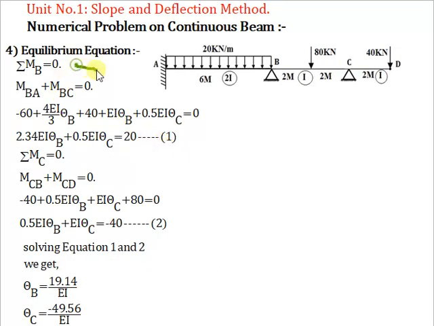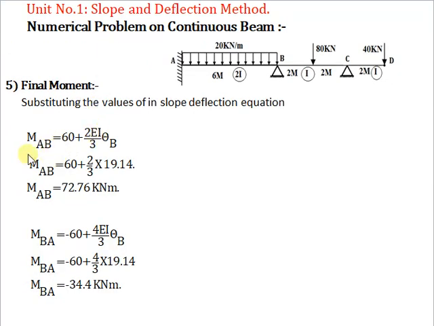From the slope deflection equations, and by considering the equilibrium equations, we found theta B and theta C. So these points were covered in the previous video. Now put these values of theta B and theta C in the slope deflection equations, so we will get the end moments. MAB is equal to 60 plus 2 EI by 3 theta B. So put EI theta B as 19.14, and we have MAB equal to 72.76 kilonewton meter.